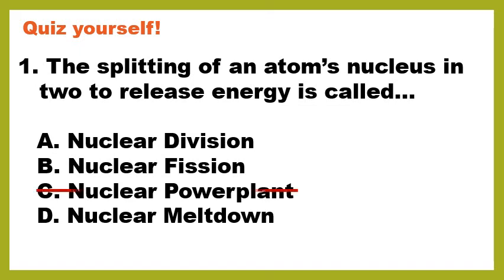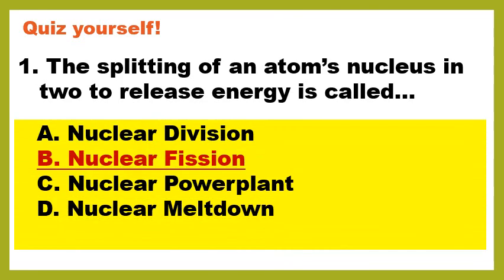Well, we didn't really talk about power plants. We talked about how we can use nuclear energy, but not where it's made. And a nuclear meltdown is when a power plant has an accident. So I hope we don't talk about that. The correct answer is nuclear fission. Nuclear division sounds better, but the correct answer is fission. Fission is another science word for split in two.